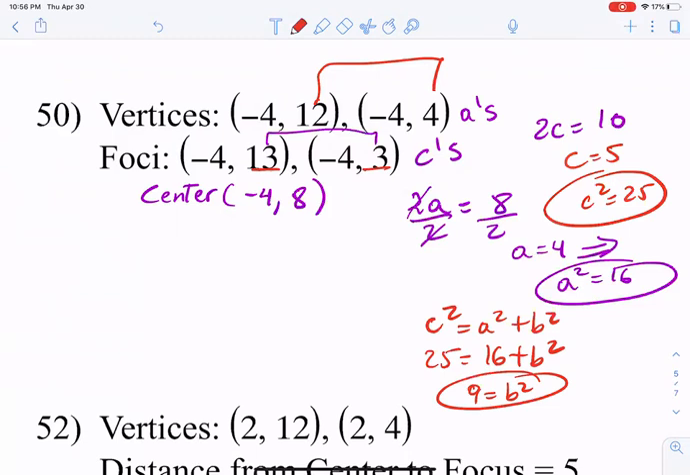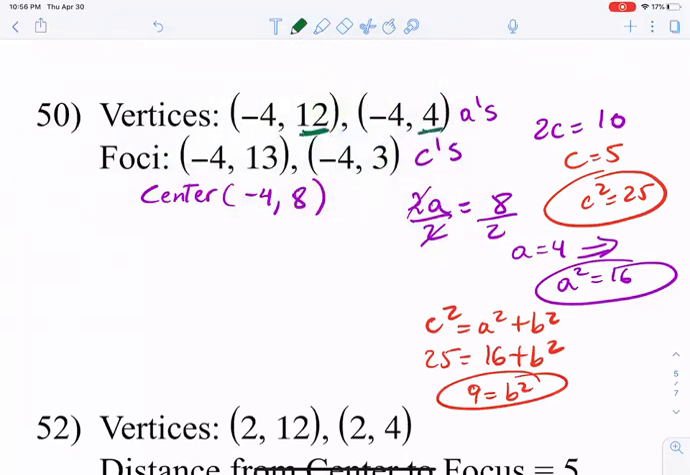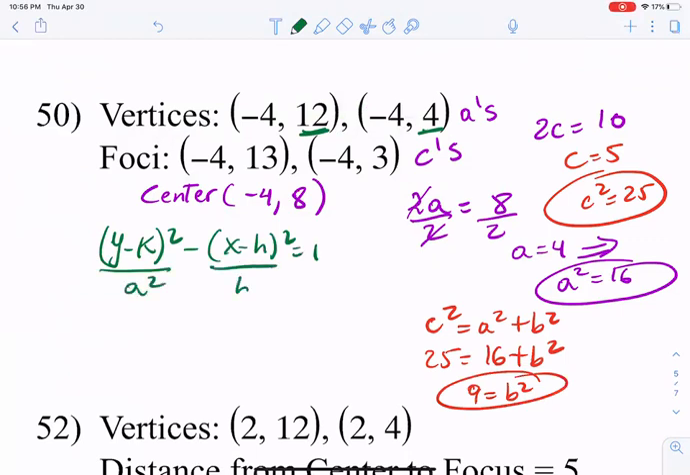So this is vertical because, let me erase that, the y component is the one that is changing, right? So this is y minus k squared over a squared minus x minus h squared over b squared, equal to 1. So just plug it in.